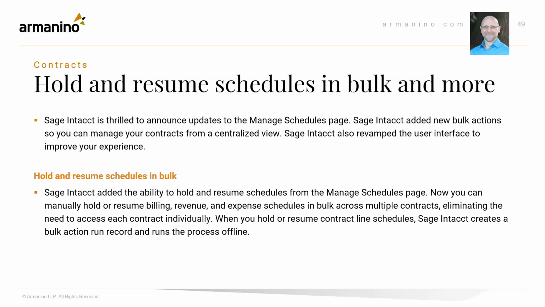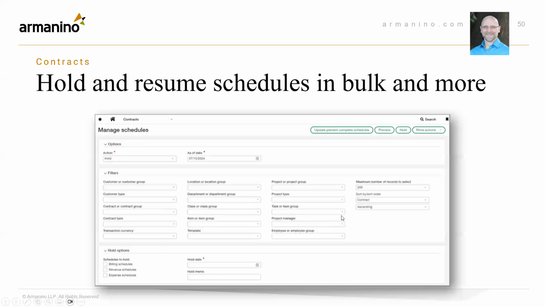So now you can manually hold or resume billing, revenue, and expense schedules in bulk across multiple contracts, eliminating the need to access each contract individually. When you hold or resume contract line schedules, Sage Intacct creates a bulk action run record and runs the process offline. And this is what that looks like here. When you're in the manage schedules area, you can now do this in bulk.